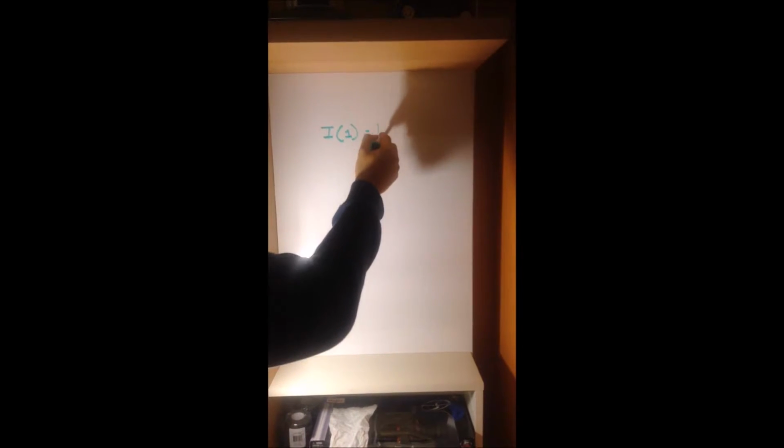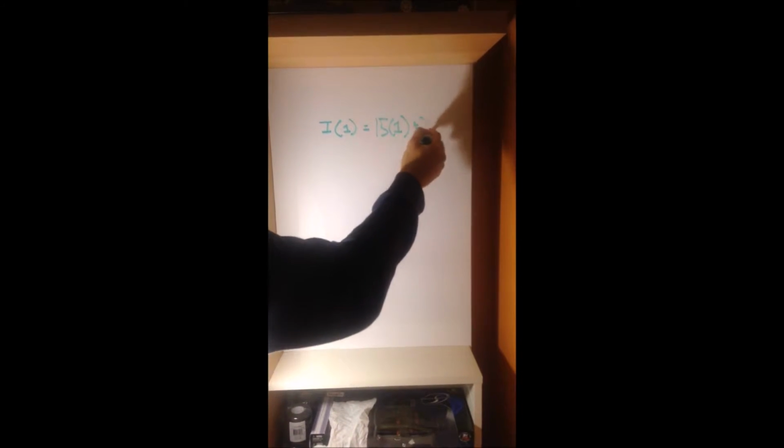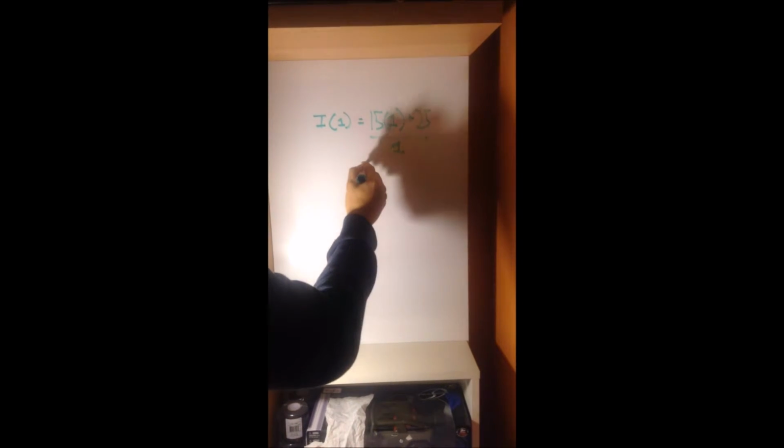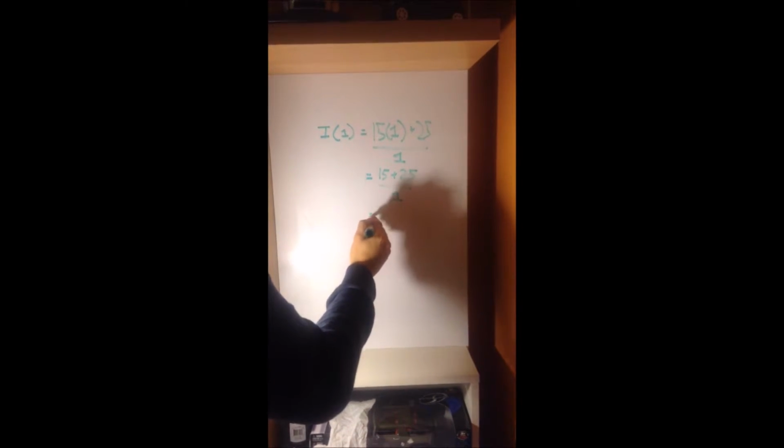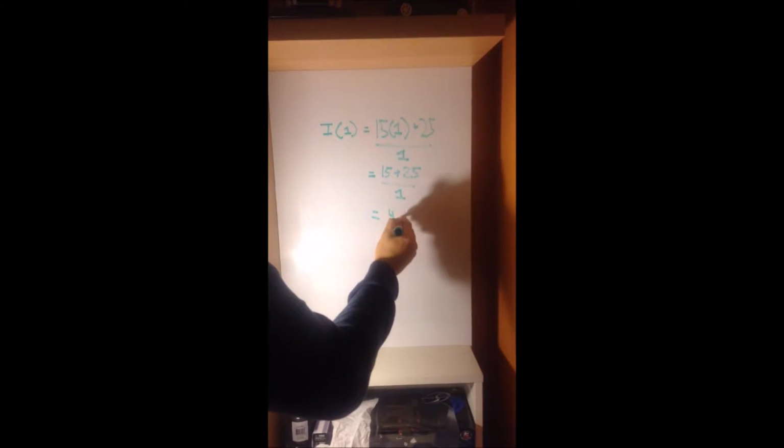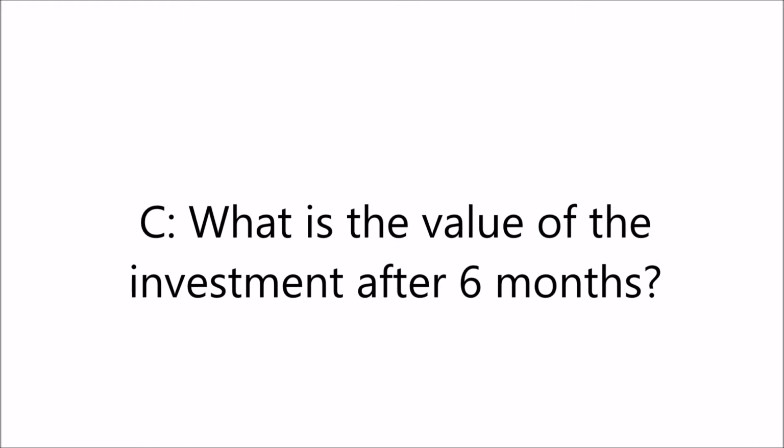We use the same strategy in question A for question B. The only difference is that we sub in 1 for t instead of 2. The final answer is $40,000. C. What is the value of the investment after 6 months?